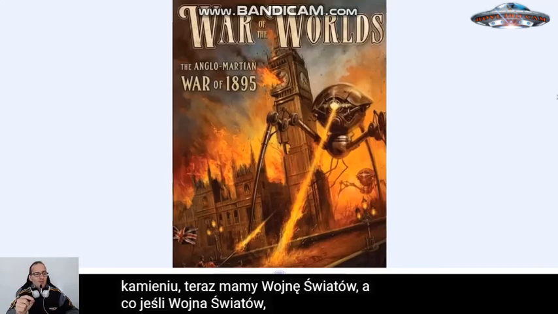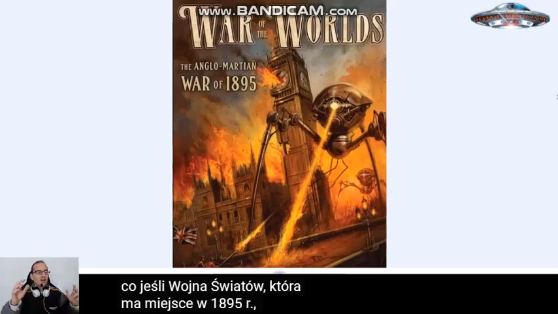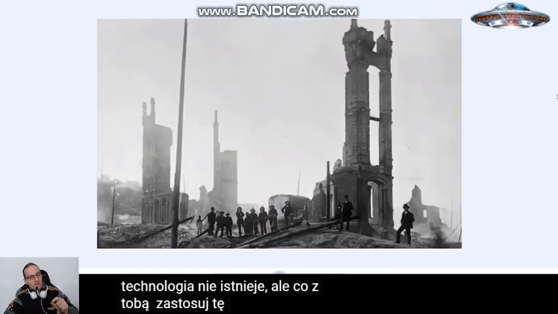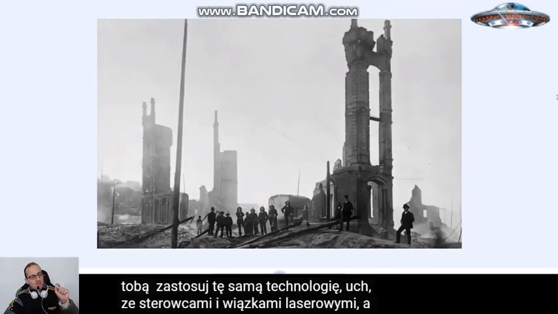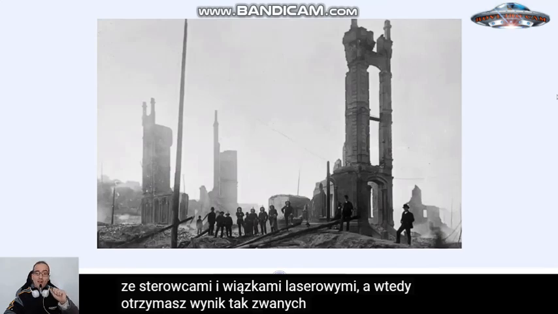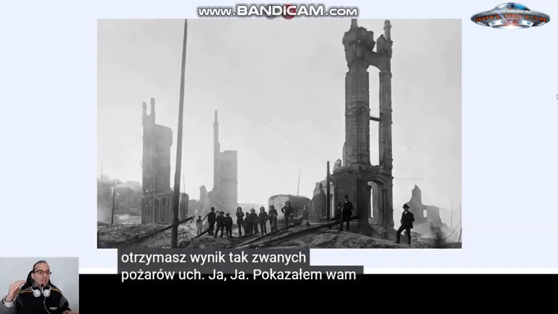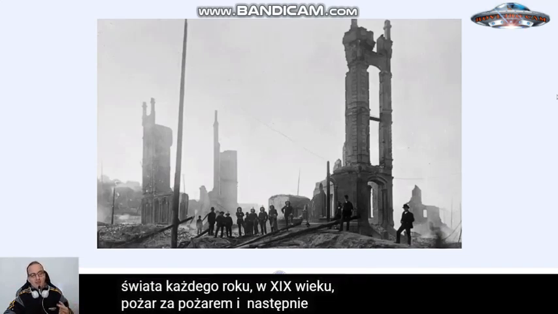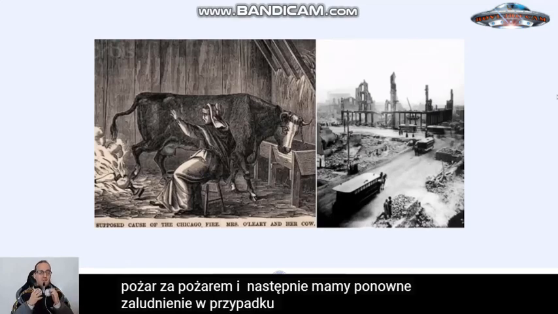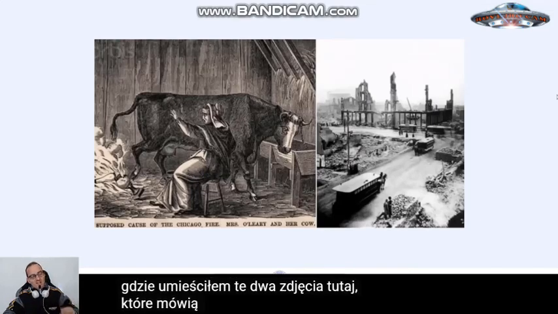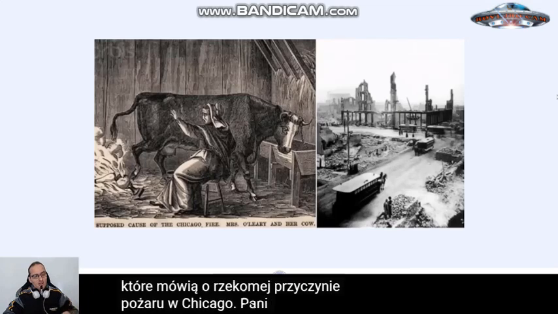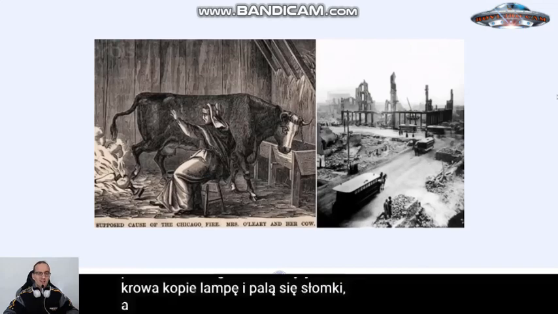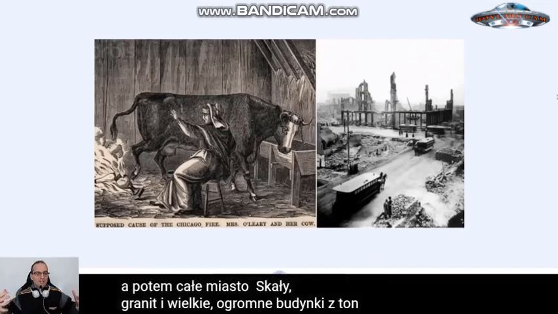Now we have the War of the Worlds. So what if the War of the Worlds, which is from 1895, with this Anglo-Martian thing, and I'm not saying that this technology doesn't exist, but how about you put the same technology with Zeppelins and laser beams, and then you have the outcome of the so-called fires. I showed you a huge list of fires in the States and other parts of the world every single year in the 1800s, fire after fire, and then you have the repopulation. In the case of Chicago, I've put these two pictures here, it says, supposed cause of the Chicago fire, Mrs. O'Leary and her cow. And the cow kicks the lamp, and the straw burns, and then the whole city of rock and granite, and big huge buildings of tons of rock burns.